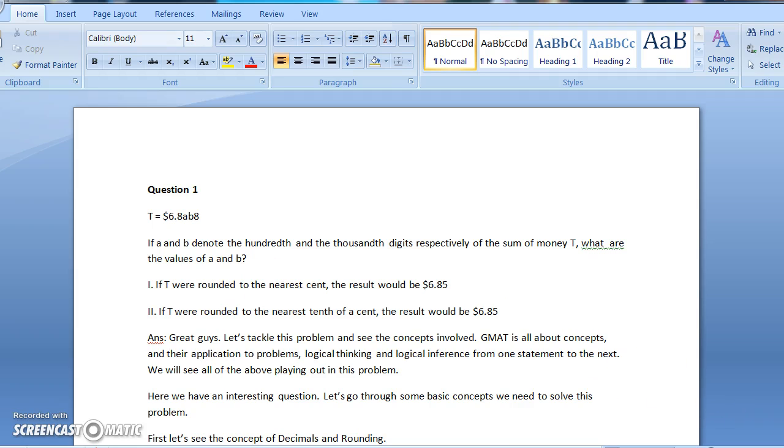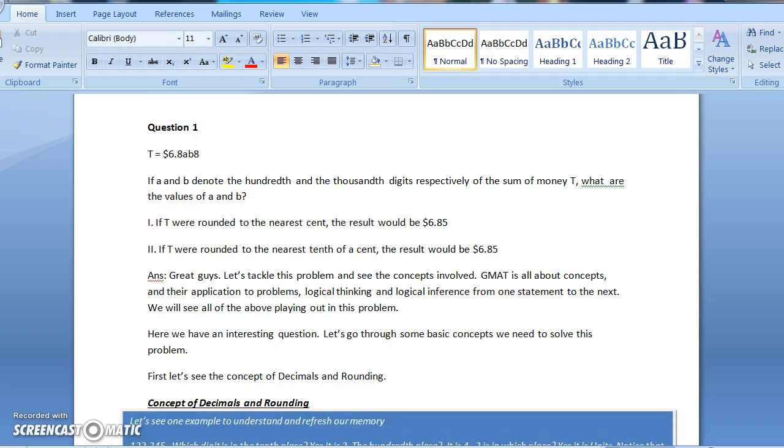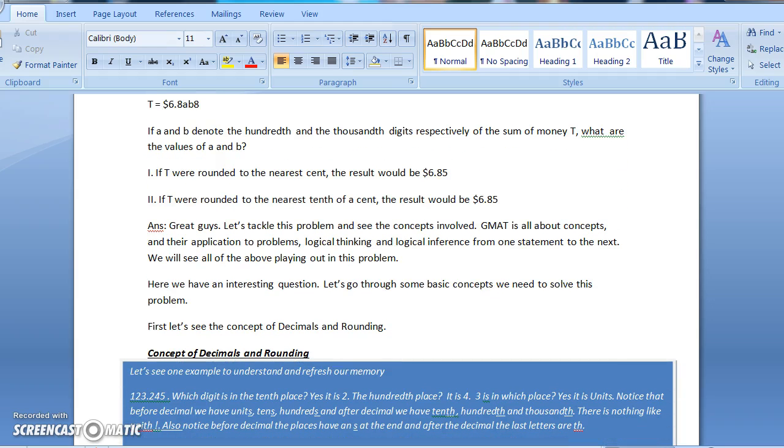Great guys, let's tackle this problem and see the concepts involved. GMAT is all about concepts and their application to problems, logical thinking and logical inference from one statement to the next. We will see all of the above playing out in this problem. Here we have an interesting question. Let's go through some basic concepts we need to solve this problem.